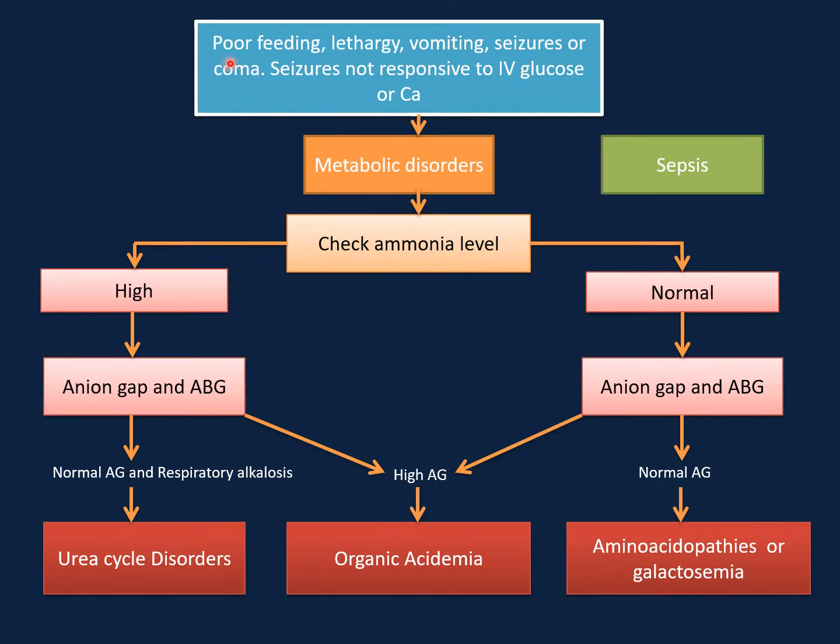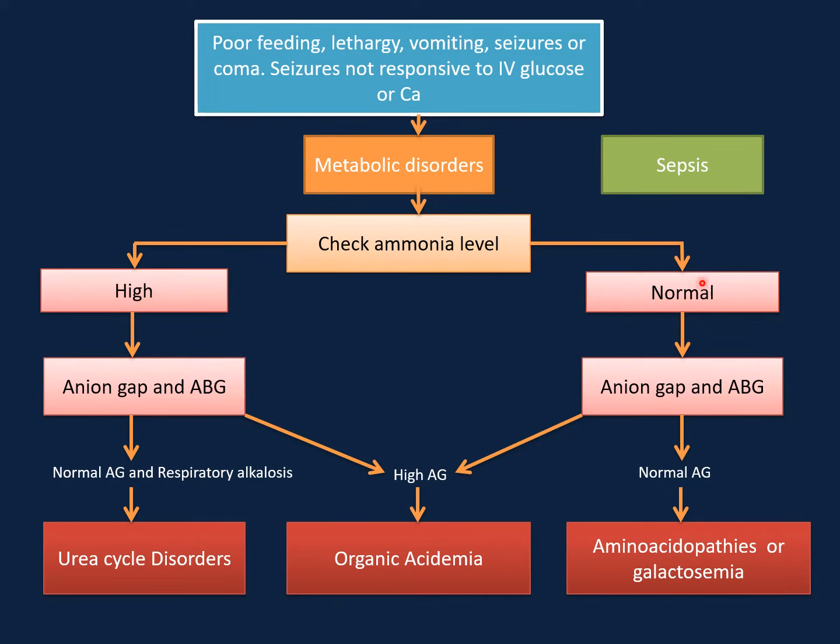If we have a newborn presenting with poor feeding, lethargy, vomiting, seizures, or coma, and the seizures are not responding to IV glucose or calcium, the most common cause of this presentation is sepsis. Second most common cause is sepsis. Third most common cause is sepsis. Metabolic disorders are rare but very important to consider. In this case, check the ammonia level.